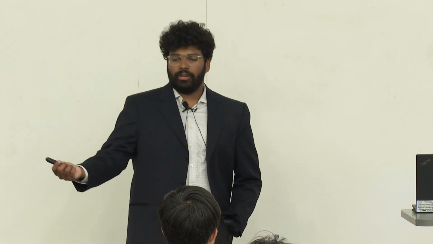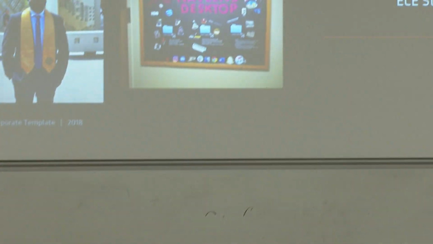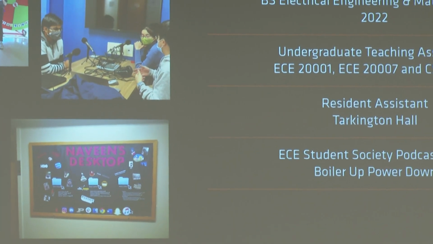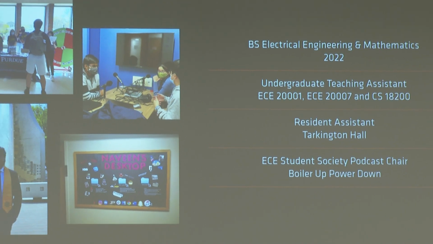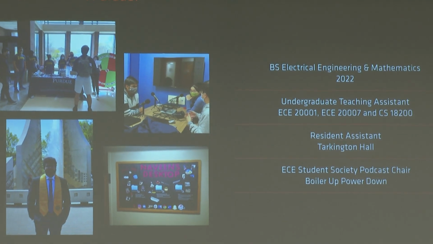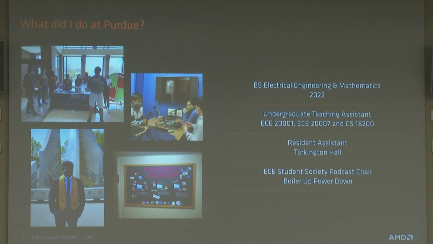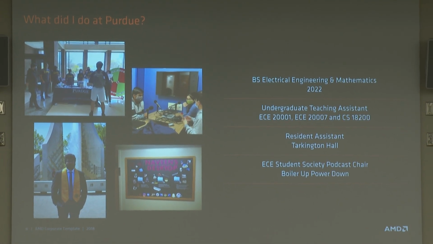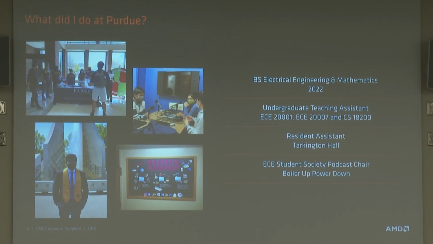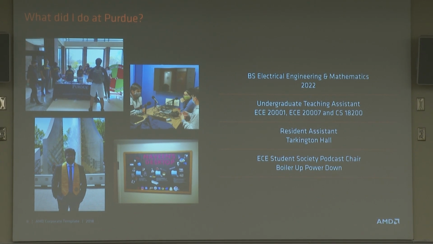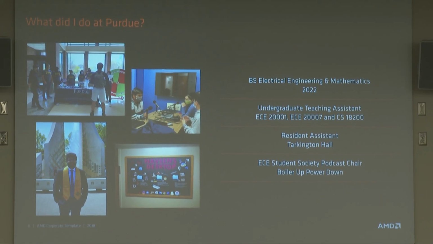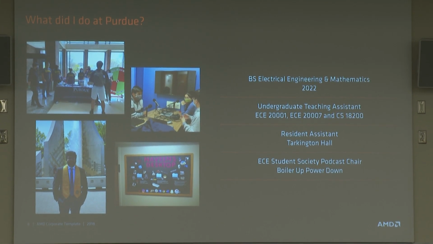Okay, so what did I do at Purdue? I graduated with a Bachelor of Science in Electrical Engineering and a Bachelor of Science in Mathematics in 2022. So I've been in the industry for 2-ish years now. I was a UTA for EC 2K1, 2K7, and also CS182. I was actually an RA. Has anyone here lived at Tarkington Hall? Tark Sharks. Yeah, I was an RA there for 2 years, and I also started the EC Student Society podcast called Boiler Up, Power Down. I came up with the name.